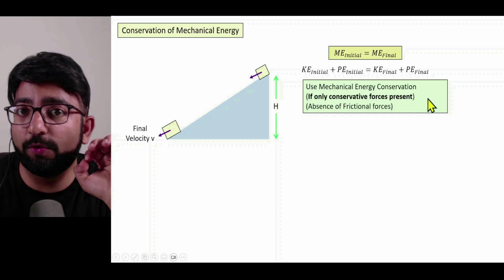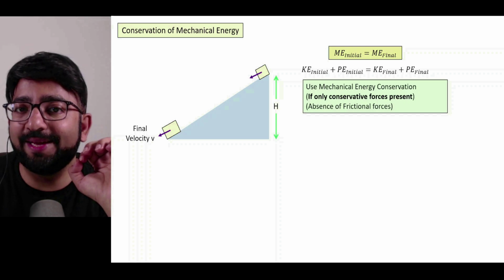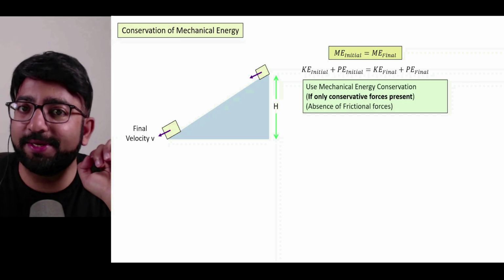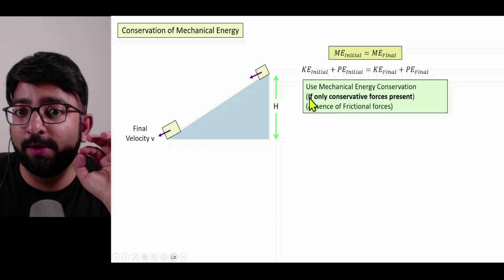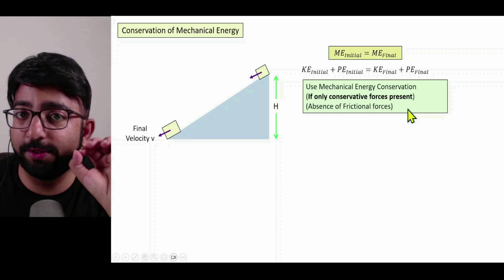If non-conservative forces are present, for example friction, in those cases the approach is a little tricky to apply. But in most cases, we can consider this as a rule. So mechanical energy conservation is applicable only if conservative forces are present.